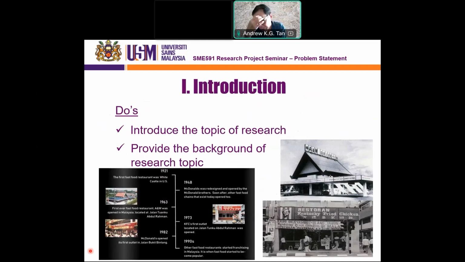For example, my students have done demand for fast food, as I mentioned earlier. So in the introduction, do introduce the background of fast food in Malaysia. For example, you might go into the history of fast food starting from 1921. First fast food restaurant was White Castle in the US. And then first ever fast food restaurant that came into Malaysia was in 1963, A&W. It's still around today, A&W, right? It was opened in Jalan Tunku Abdul Rahman in 1963.